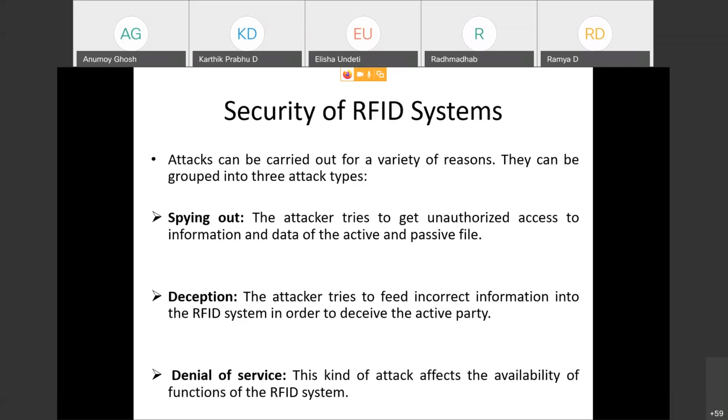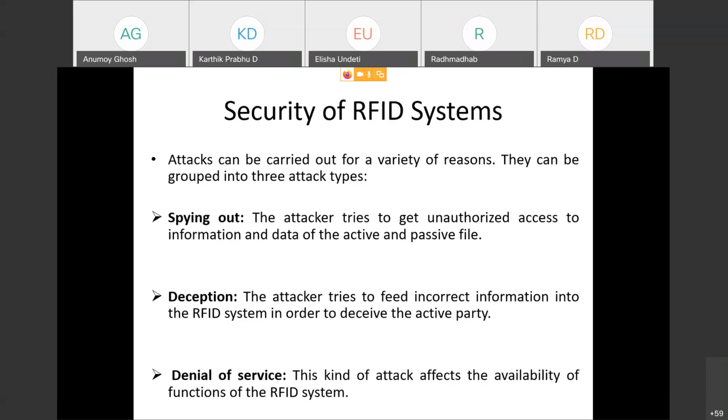Now, if somehow the tag is tampered in such a way that at 40 km per hour, the tag gives out a signal such that the reader reads it as 30 km per hour, then the reader says, okay, you have reached the 30 km limit, now you can go. So the sensor is not getting any more signal from that. That is known as deception.